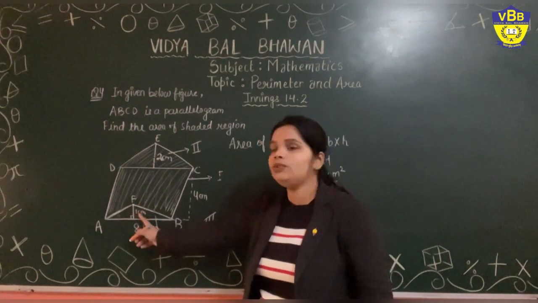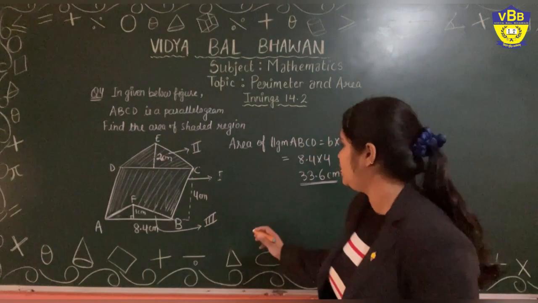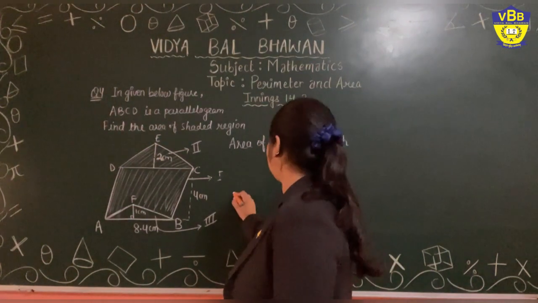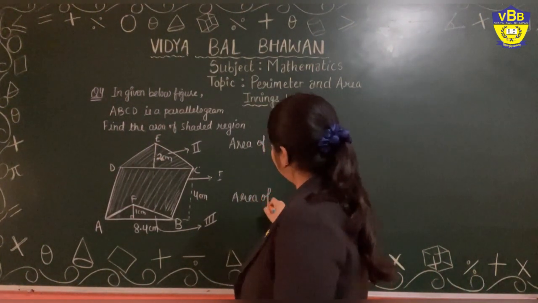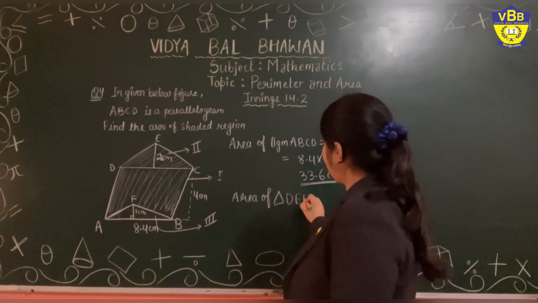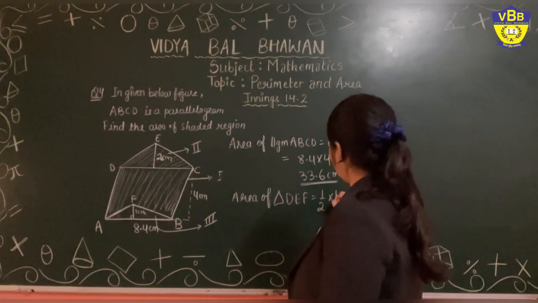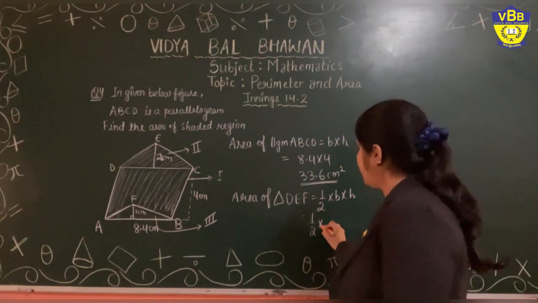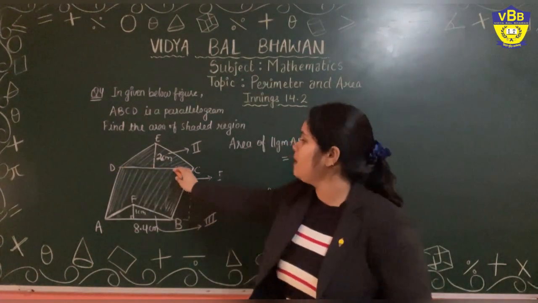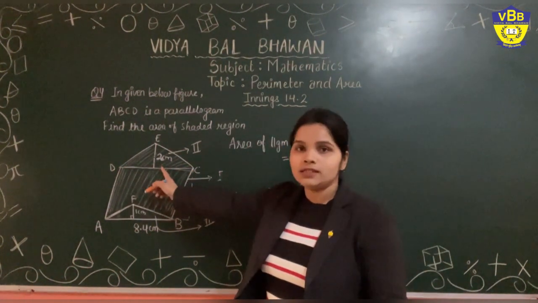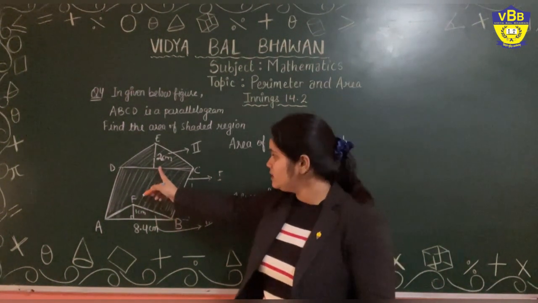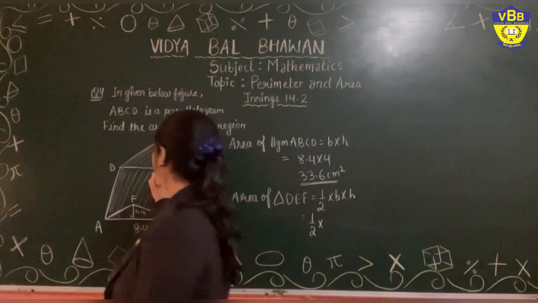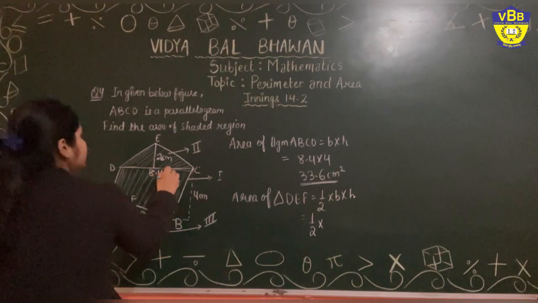This is the area of the parallelogram in which this triangle area is already included. I need to exclude this area of triangle. Let's just find all the areas and then we will subtract it later. Area of this triangle DEF: area of triangle DEF is equal to half into base into height. Now, what is the base for this triangle? Base is one of the sides of the parallelogram. This side will be equal to its opposite AB. So base will be 8.4 centimeter.